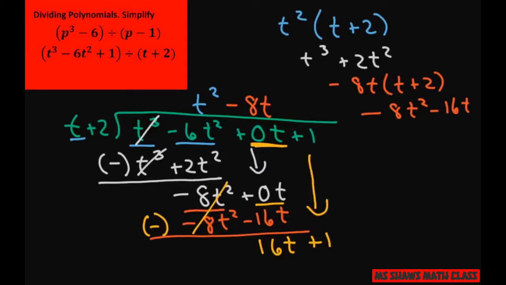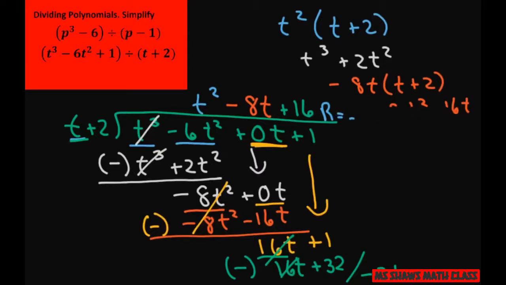Now let's do what times t gives me 16t. That's going to be plus 16. So multiplying, you get 16t plus 32. And when you subtract, these go away. 1 minus 32 is going to equal negative 31. So that's your remainder. Your remainder is equal to negative 31.